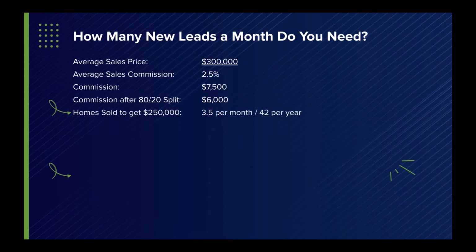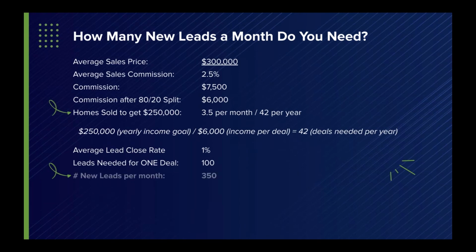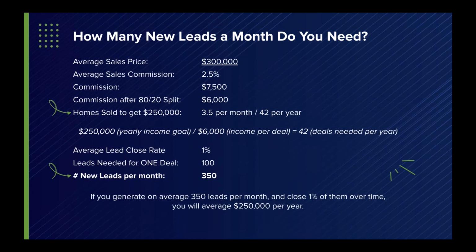So you need to be doing about 3.5 deals a month, or 42 deals a year. $250,000, that's our goal, divided by the $6,000 that we're making per deal equals 42 deals a year. Now, on the lead side, if we're closing, let's say, an average of 1% of our leads, then we need to get 100 leads per deal. So that'd be about 350 leads a month. So there we go, 350 leads a month, 1% closing will bring me to about $250,000 a year.